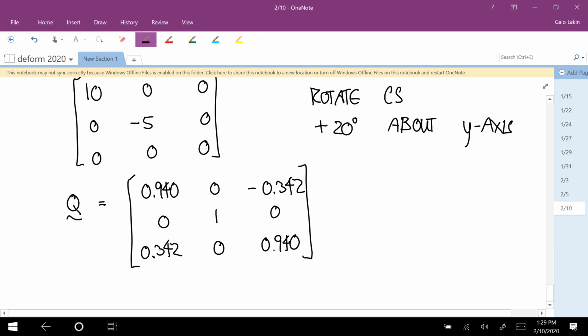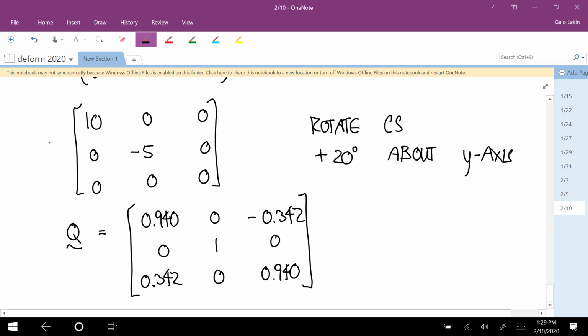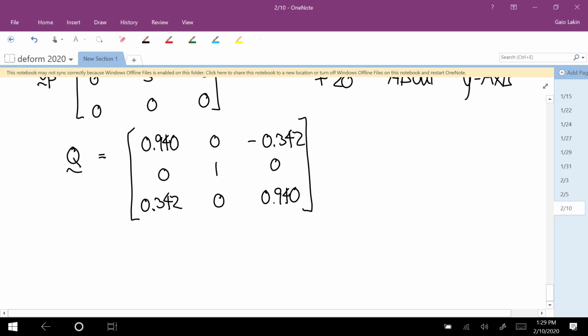Does anybody have that programmed in? Can someone do that rotation? So if I call this the principal stress tensor, the one that I'm looking for is going to be Q times this principal stress tensor times Q transpose.